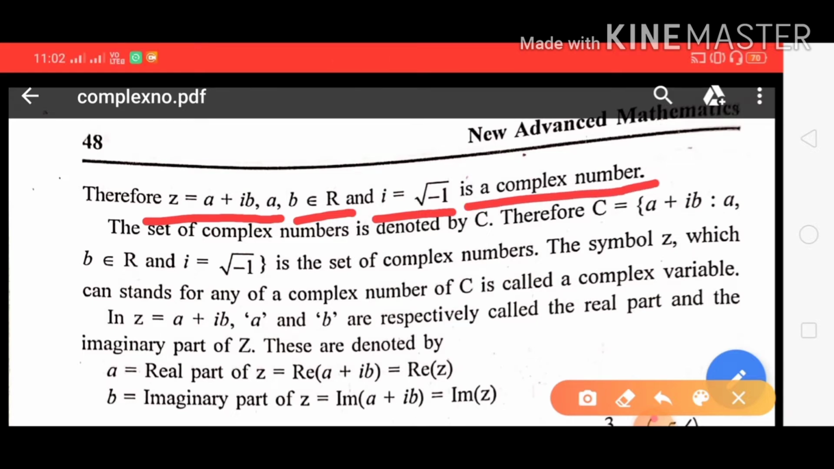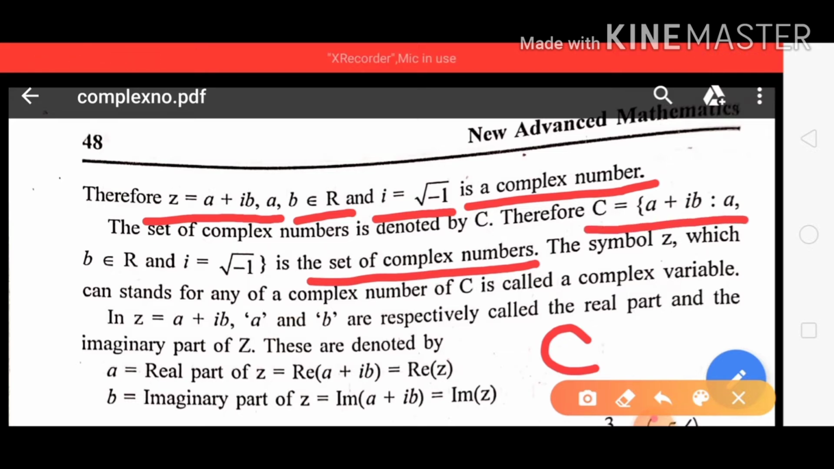Now if we want to represent it as a set of complex numbers, it is represented by the capital letter C. C equal to a plus ib, such that a comma b belongs to R and i equal to square root of minus 1.